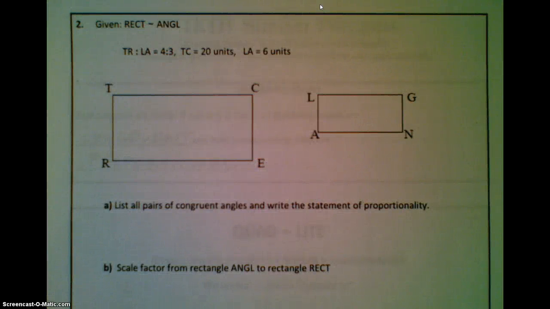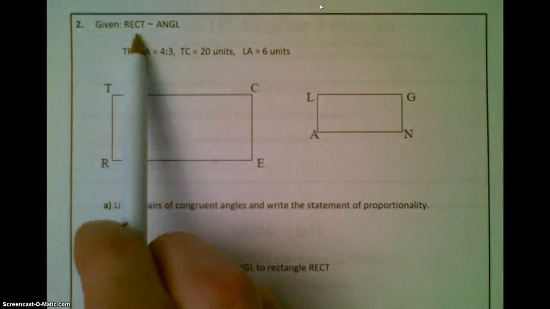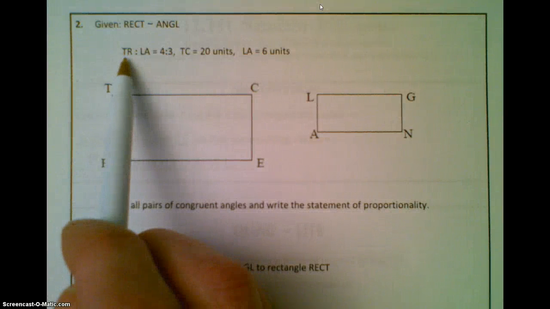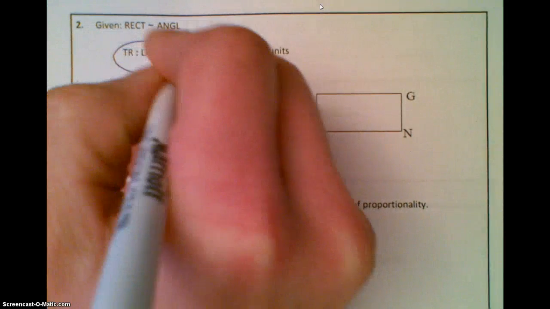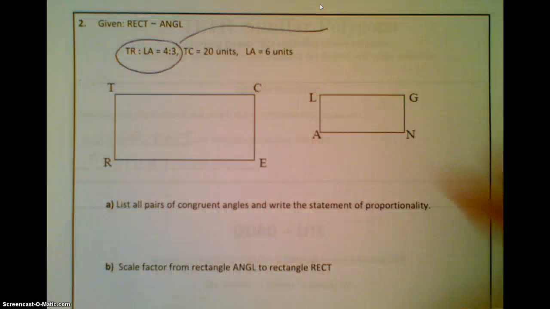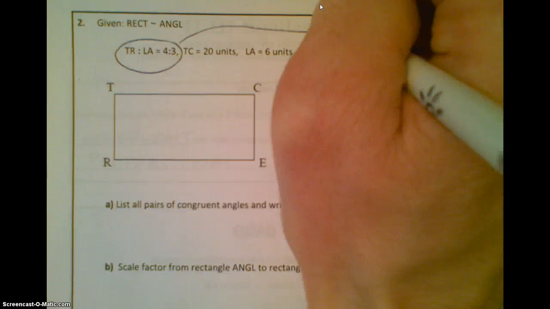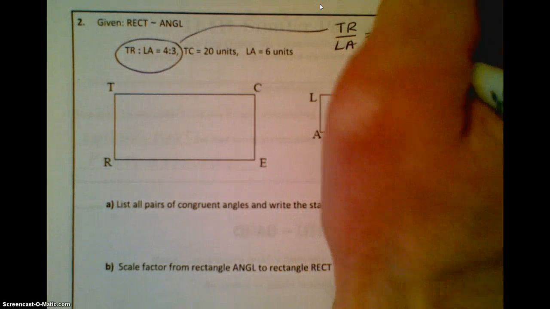Alright, moving on to example number 2. We're given that the two polygons are similar, so RECT is similar to ANGL. We're also given that TR is to LA equals 4 to 3. I usually like to write my proportions as fractions, so I'm going to rewrite this over here as TR to LA is equal to 4 to 3.